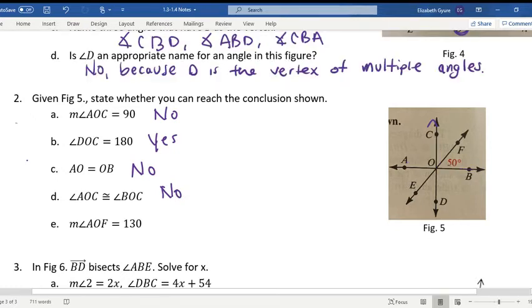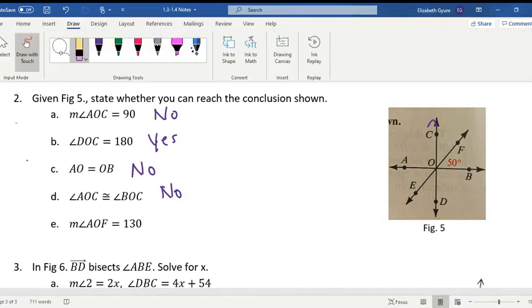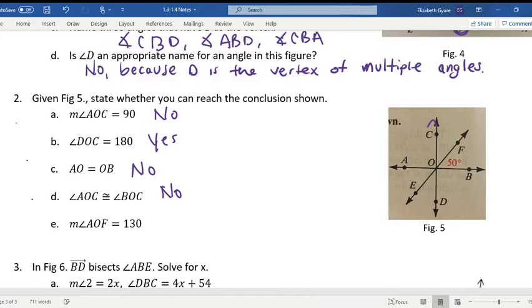And then last one for this. Can we conclude that the measure of angle AOF, that is this angle right here, is 130 degrees? The answer to that one is yes, because down here, angle AOB is a straight angle. Straight angles are always 180 degrees. And if angle FOB has a measure of 50 degrees, then angle AOF has to have a measure of 130 degrees.